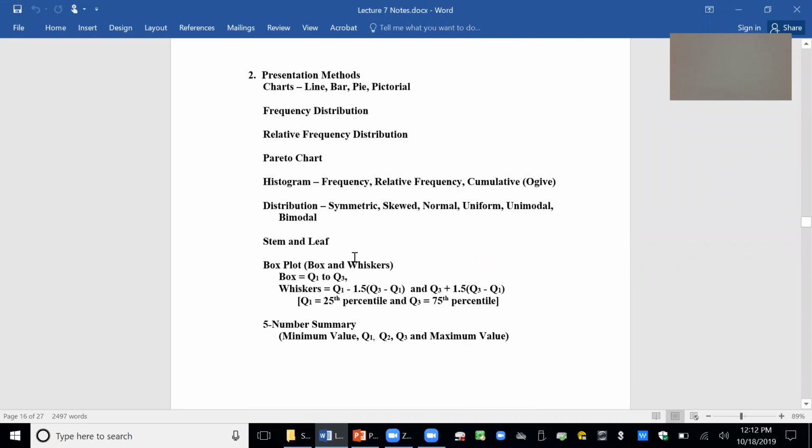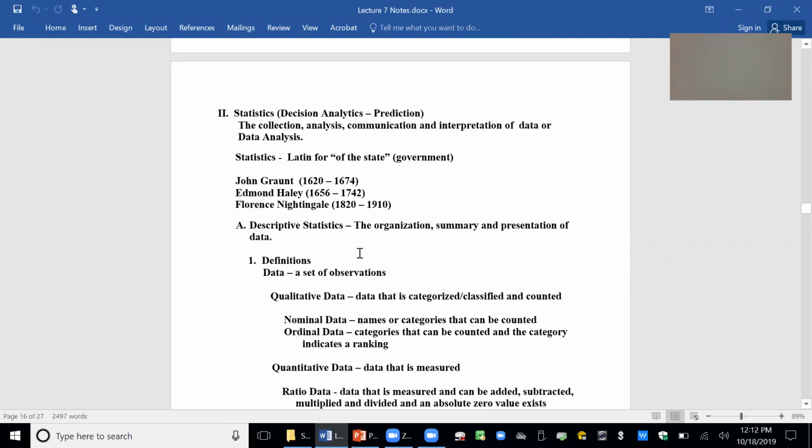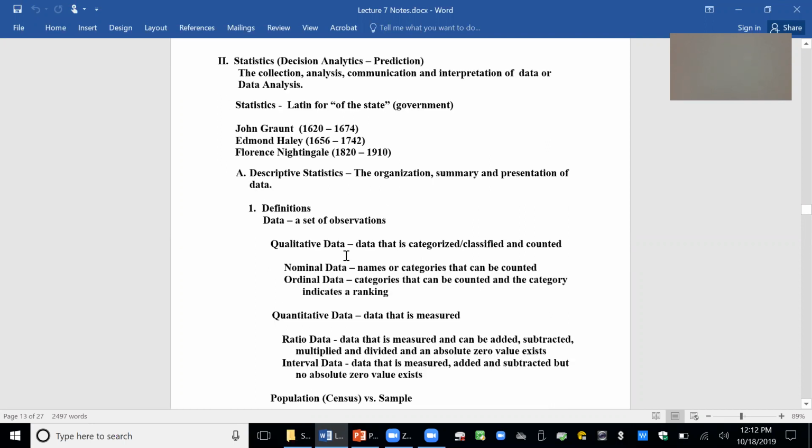We will be spending the rest of the semester with the topic of statistics, also known as prediction in this topic of business analytics. In statistics, we're looking at the collection, analysis, communication, and interpretation of data, or simply data analysis. In statistics, we make data meaningful. We bring meaning to data. Statistics comes from the Latin word for state or government.